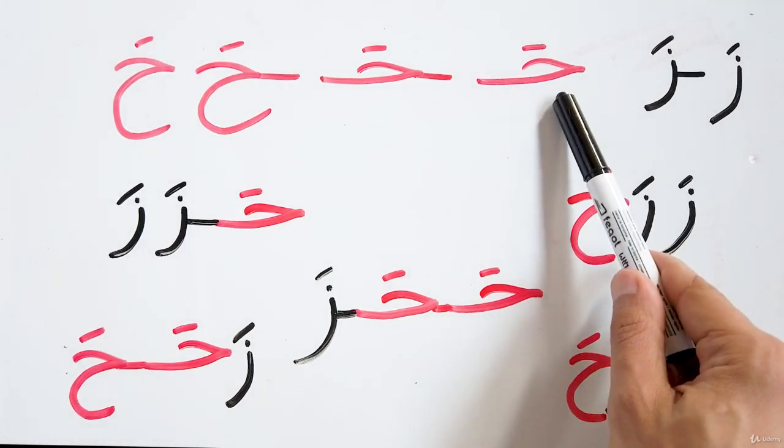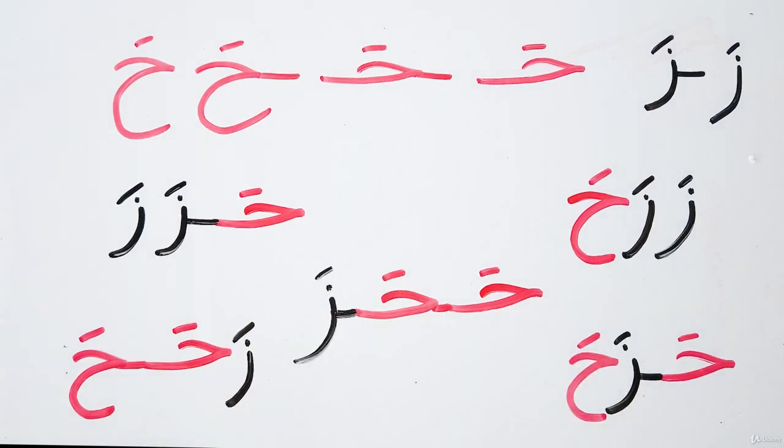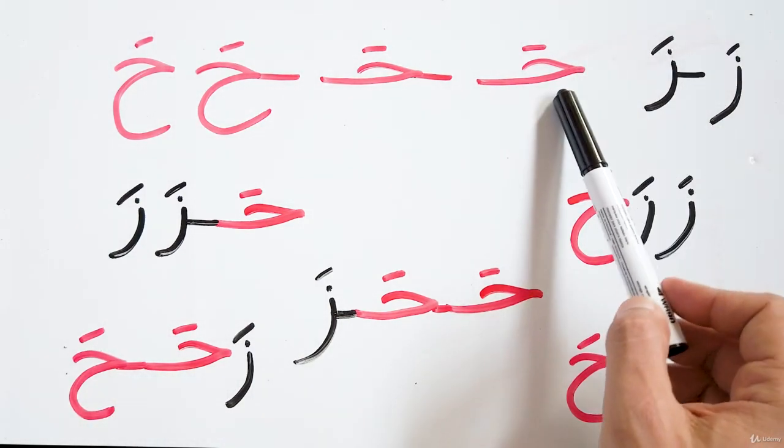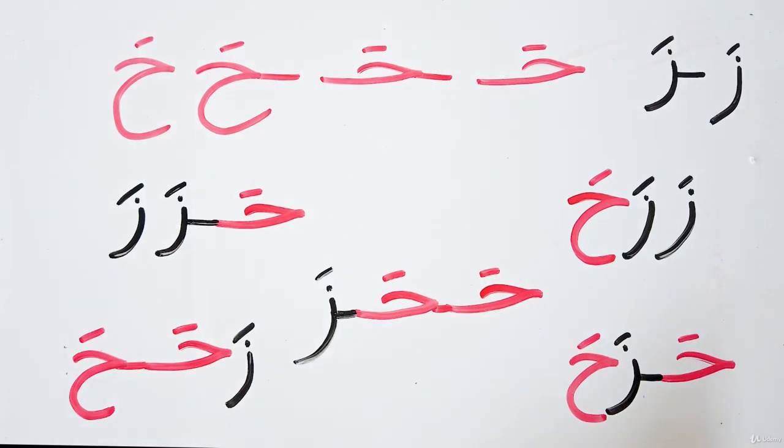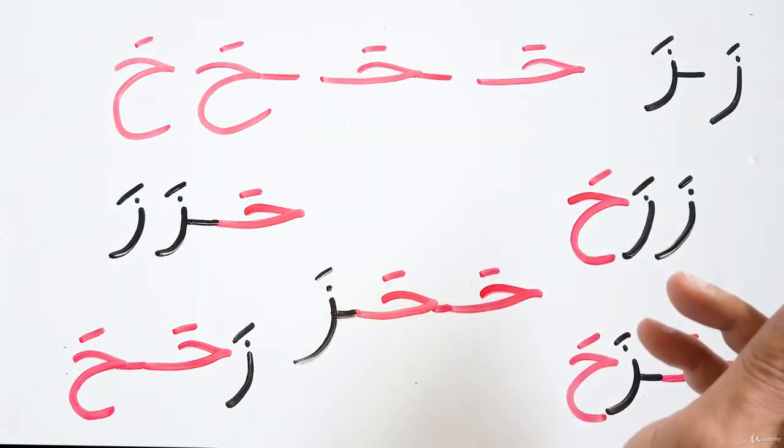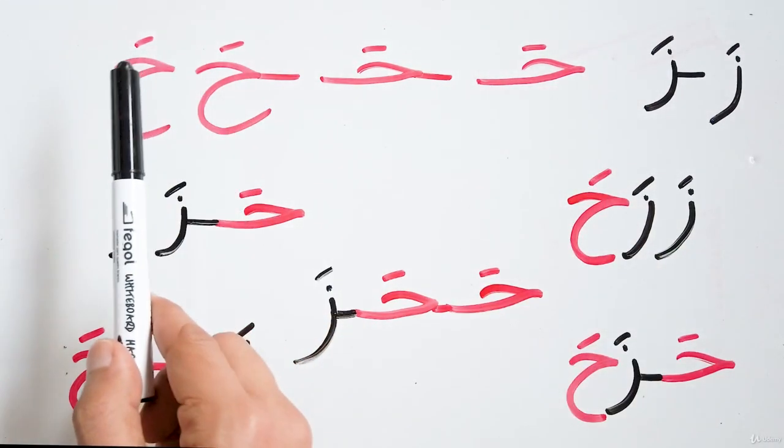Ha in the beginning of the word, it's always this shape. Ha in the middle of the word, it is this one when the previous letter is a regular letter, this one when the previous letter is a refusal letter. Ha in the end of the word, it is this one when the previous letter is a refusal letter, or this one when the previous letter is a regular letter. So ha in the end of the word can be this or this.